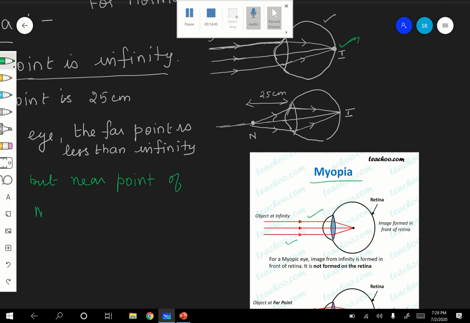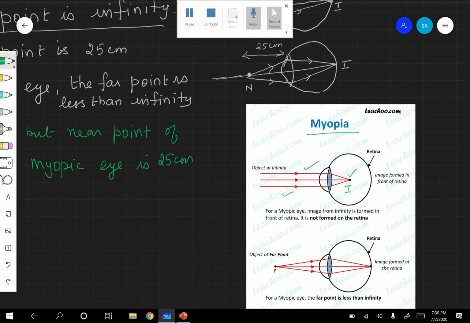of myopic eye is 25 centimeter only. It doesn't have any problem. If the object is at 25 centimeter, it doesn't have any problem. Once the object goes to infinity, it has some problem. So what it does, it forms an image in front of the retina. This is the image. So definitely you won't be able to see the object clearly.